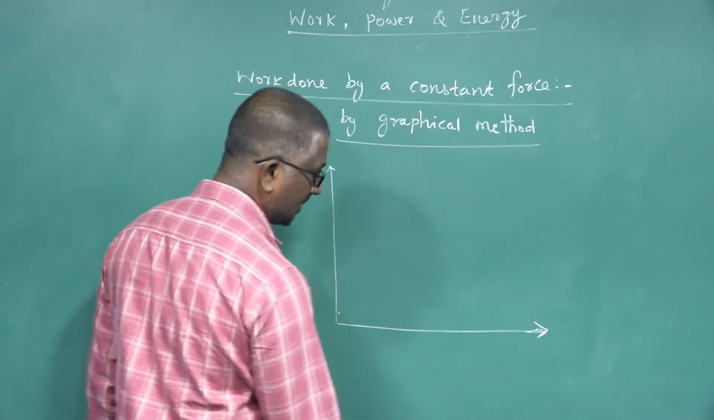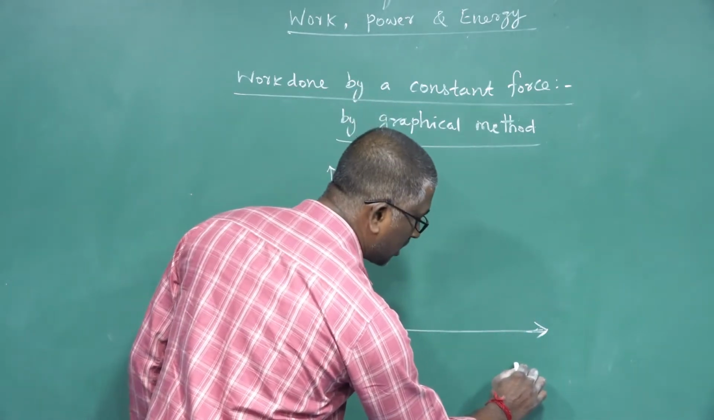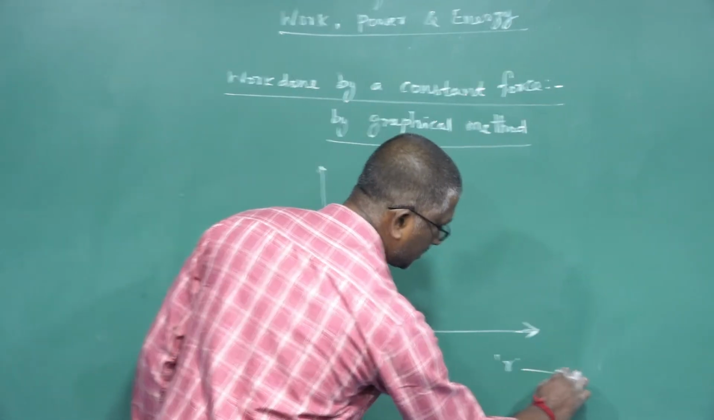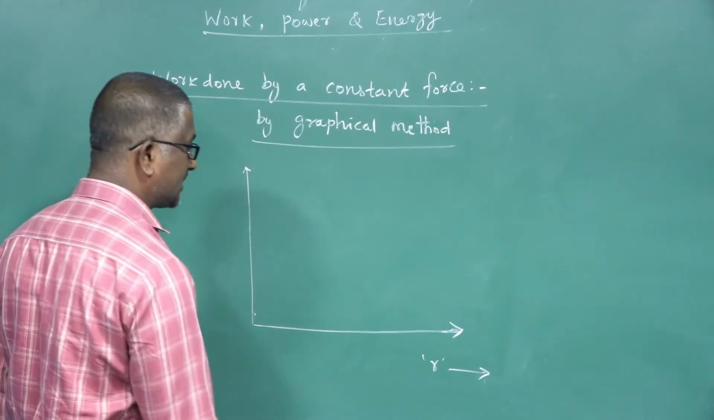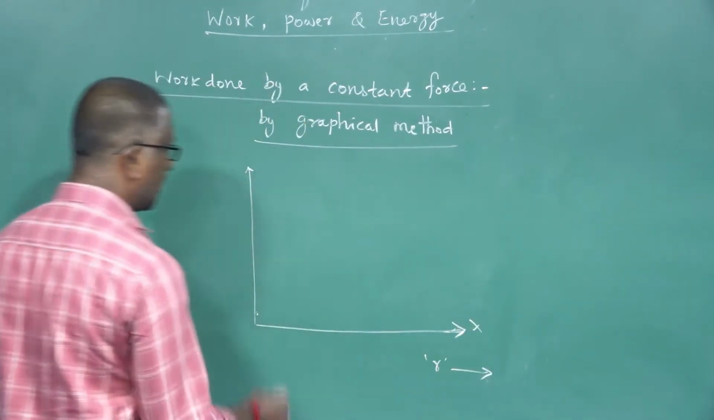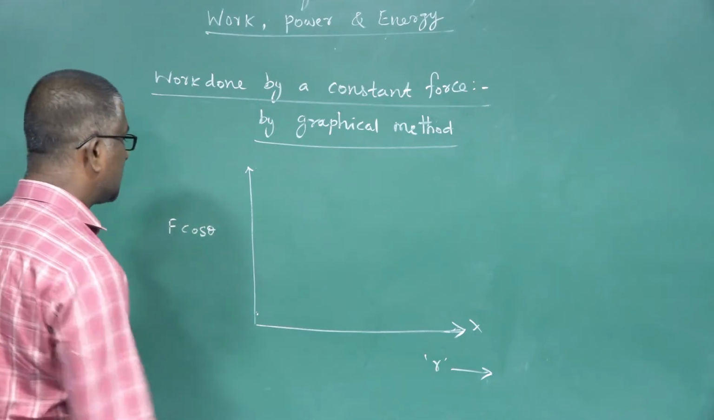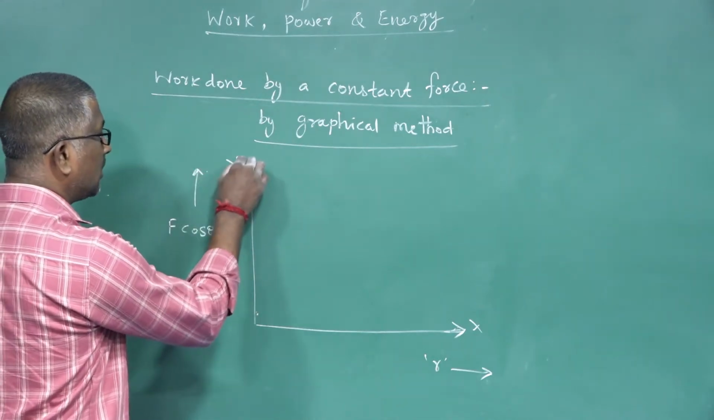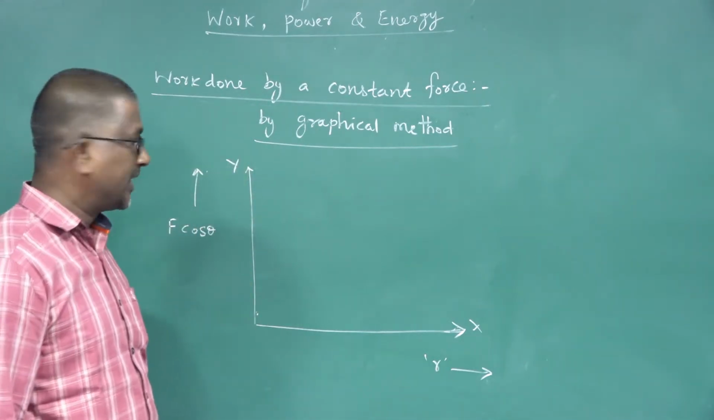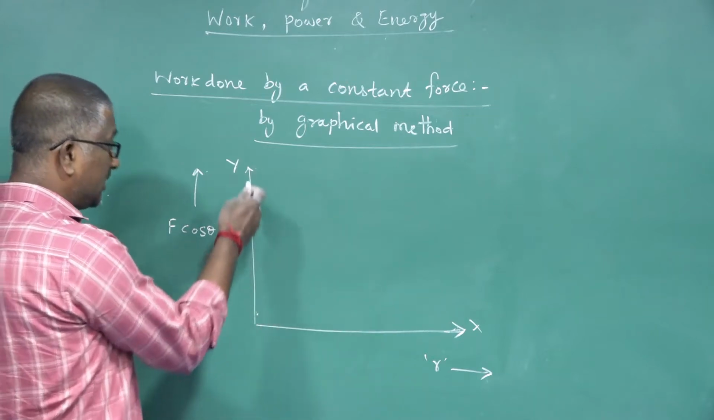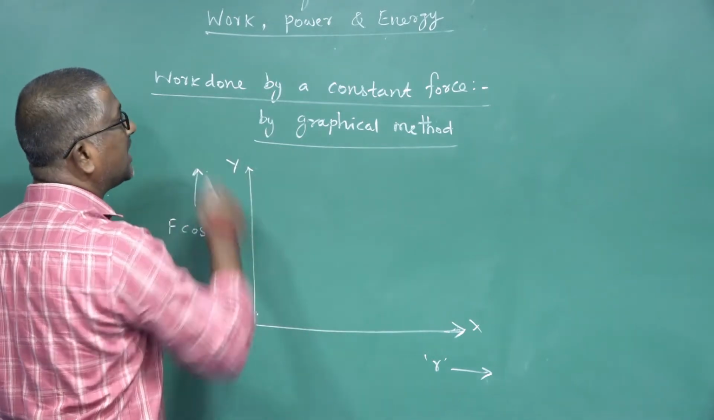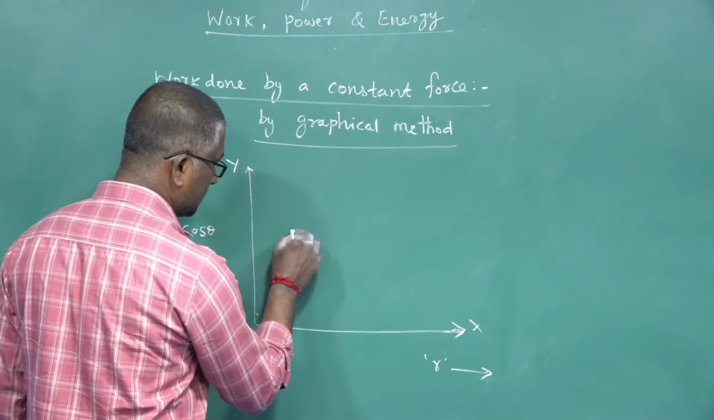In this graph, the displacement, suppose R, is taken along the x-axis, and one of the components of the force, that is F cos theta, should be taken along the y-axis. And the graphical representation of work done by a constant force is like this.